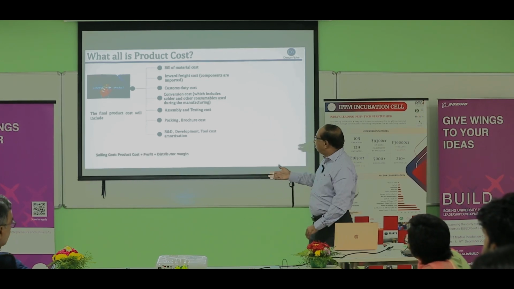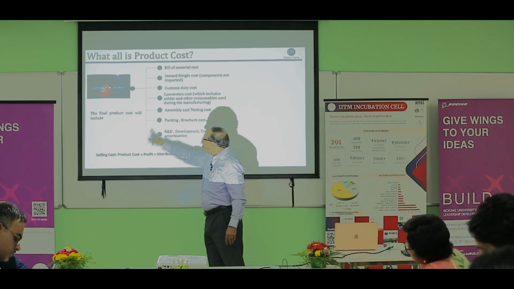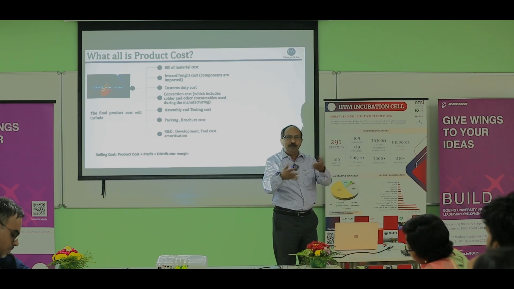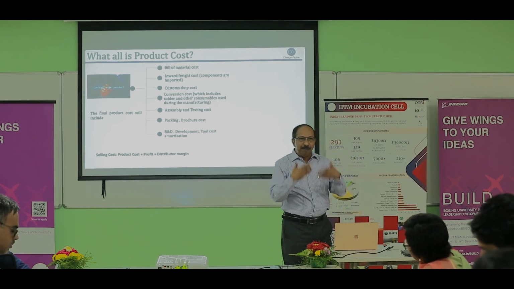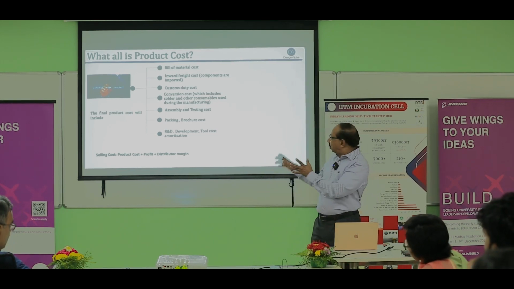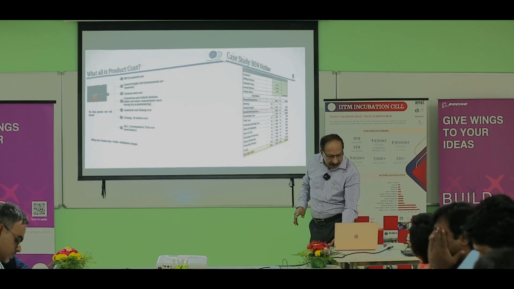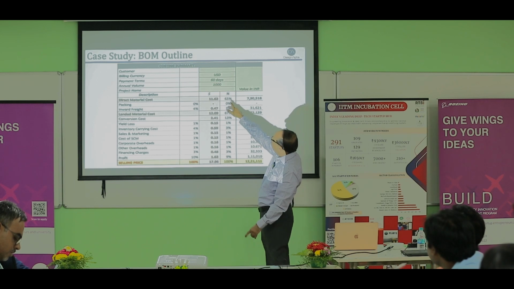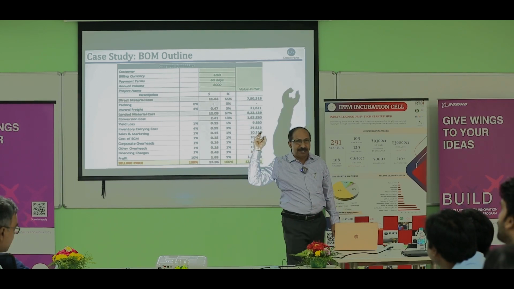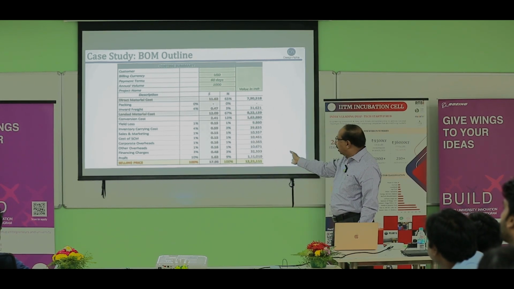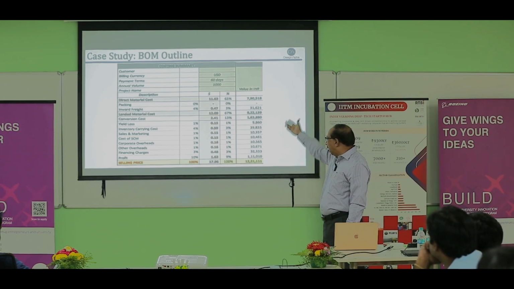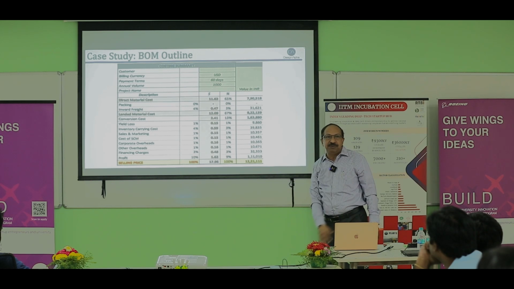Then the selling cost will be the product cost plus profit plus the distributor margin. For example, you may not be directly selling, there may be some distributor. So one example, I think I have a real example here. You can see the direct material BOM cost was only 65%. There is no margin for the profit, I put some 9% or something like that. So you can see that's how it comes in.